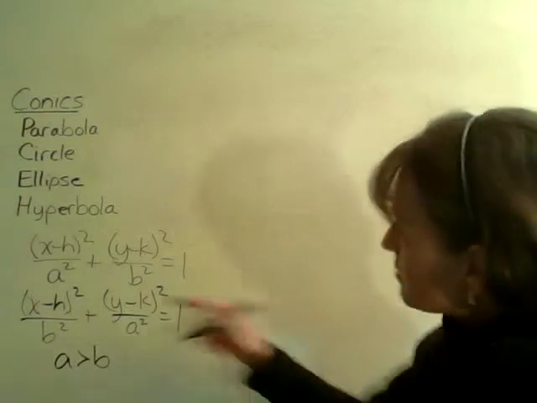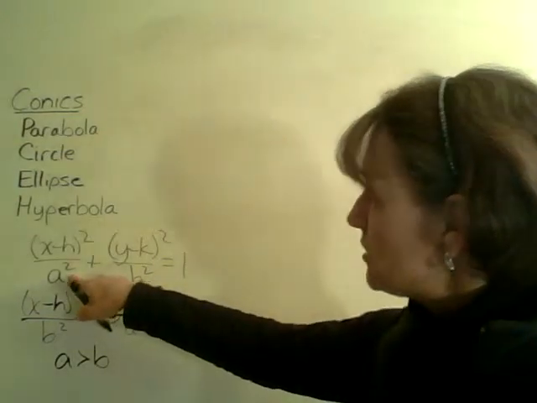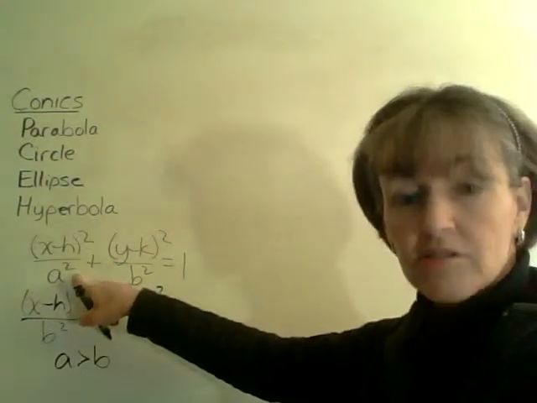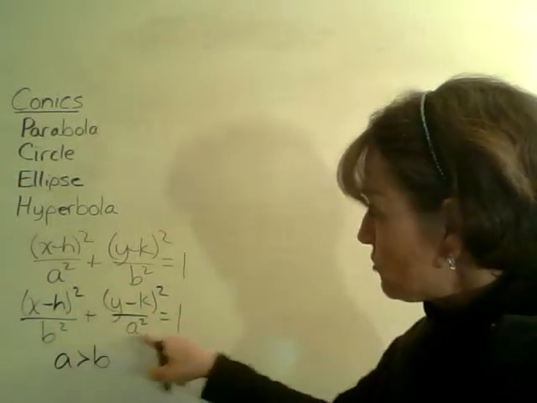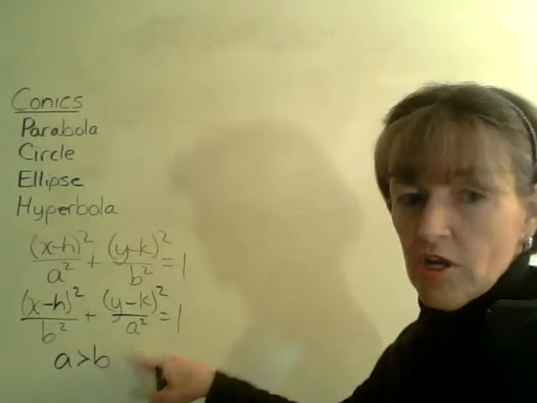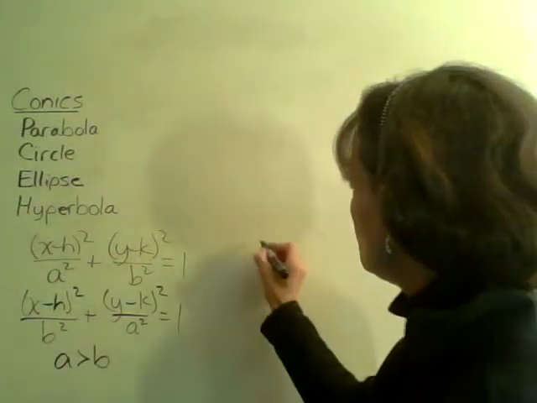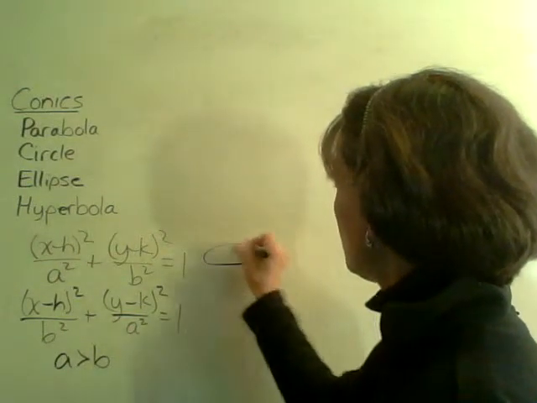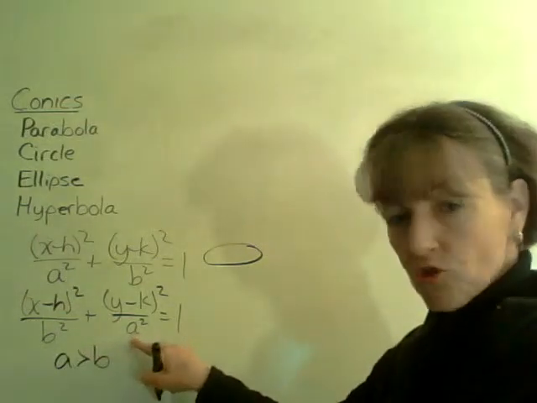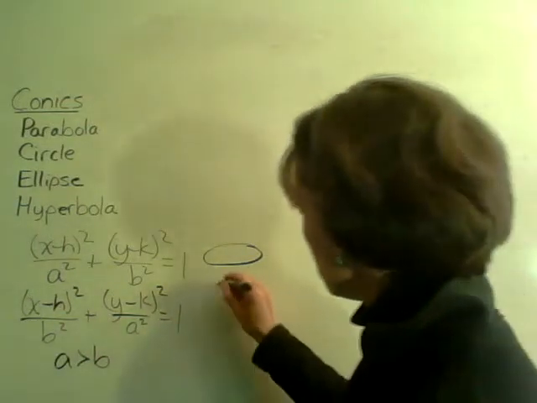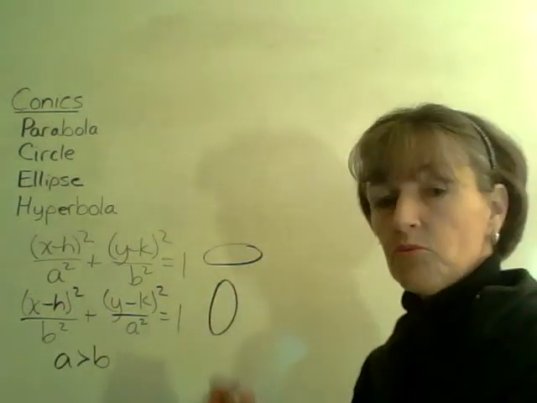All right, so that means that in this one, the term under the x squared is larger. But in this equation, the term under the y squared is larger. Well, when a, the larger number, is under the x squared, then your ellipse is more horizontal. But when the larger term is under the y squared, then your ellipse is more vertical, and we'll see why.